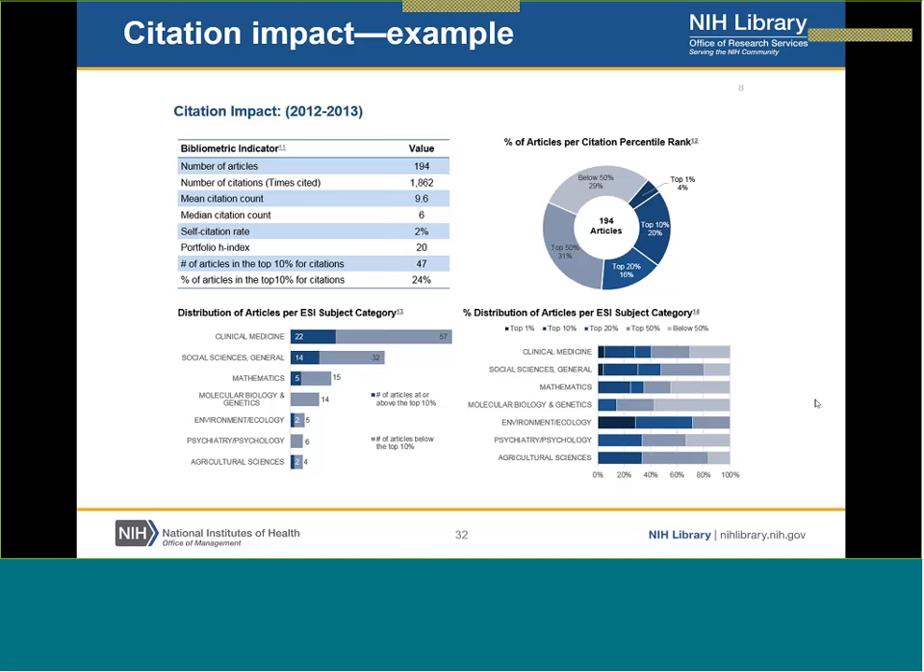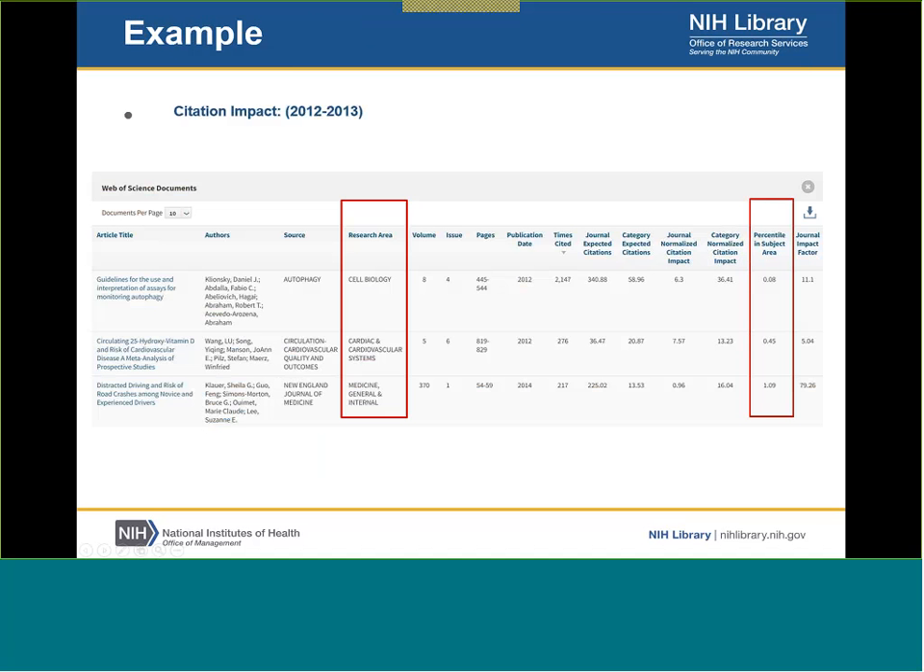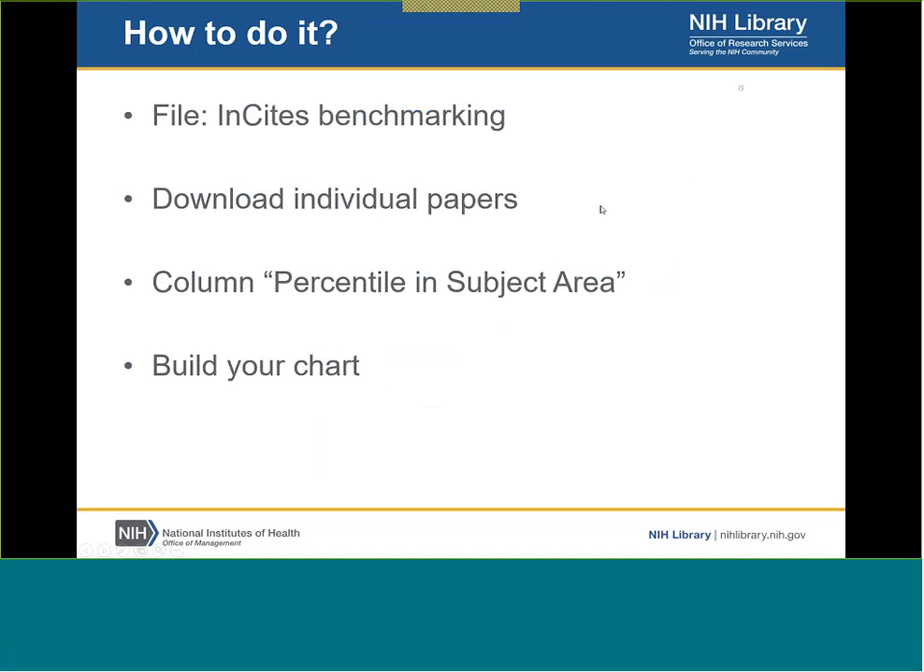Okay, so the next step is, how do we do that? Okay, you can get a file from Insights Benchmarking directly about each of the articles. Remember what I showed you earlier, that there's the article, and then there's the subject category, there's the percentile ranking. Okay, so all you have to do is just put it as like top 1%, top 1%, and then you can create your own graph. Okay, so you download the file and then look at the percentile and subject area, and then you build your chart. Very straightforward. Okay.